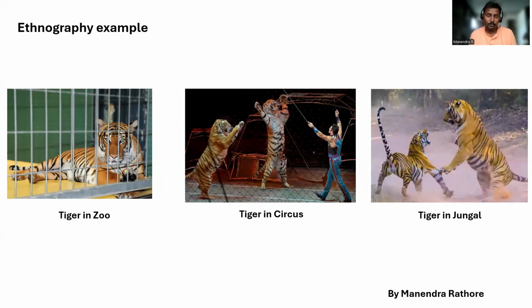So when a tiger is in a zoo, he's very monotonous, like he will just walk from one corner to another corner, right? When a tiger is in a circus, he is trained from childhood. Whatever command his master gives, he will follow, right? But if you want to see the real behavior of a tiger, you have to visit the jungle, right? So that is what we call ethnography.